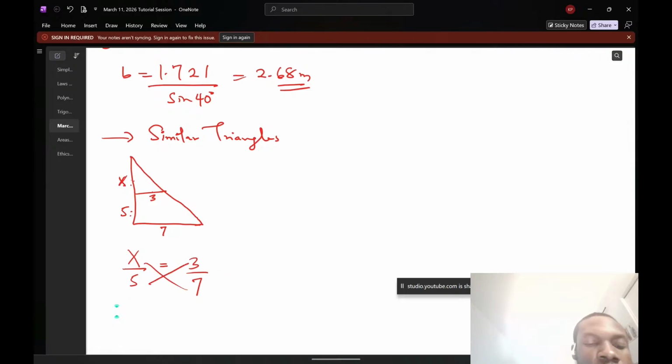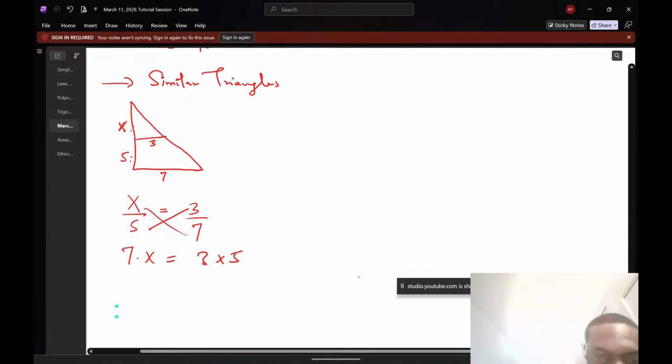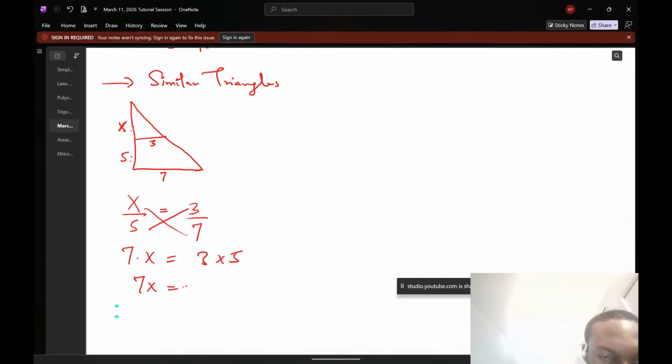So in this case, we can cross multiply. So we have 7 times x is equal to 3 times 5. Okay. So we have 7x is equal to 15. So x is equal to 15 divided by 7, which will give us 2.14. Okay.